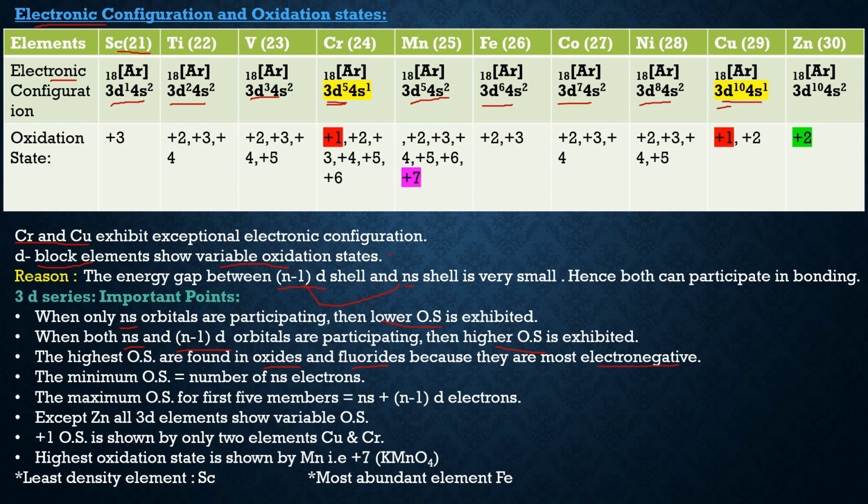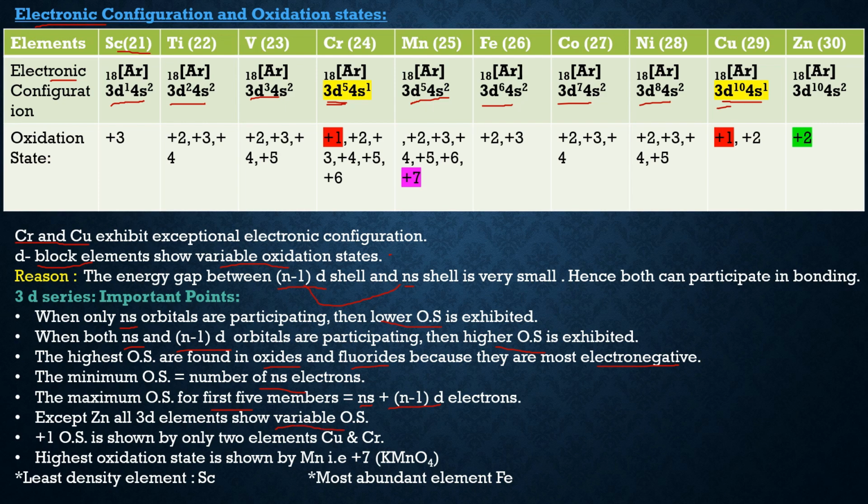Now, the minimum oxidation state is equal to the number of ns electrons, and the maximum oxidation state for the first 5 members is equal to ns electrons plus (n-1)d electrons. But this is applicable only for the first 5 members because after that the pairing will start. Now, except zinc and scandium, all the 3d elements show variable oxidation state.